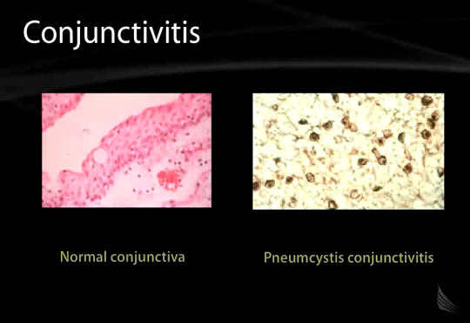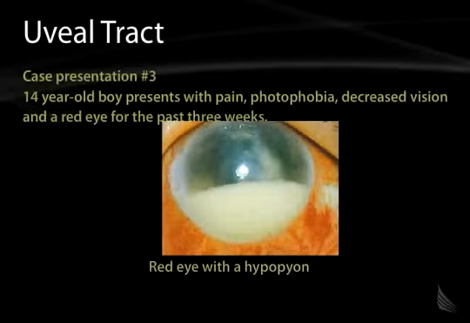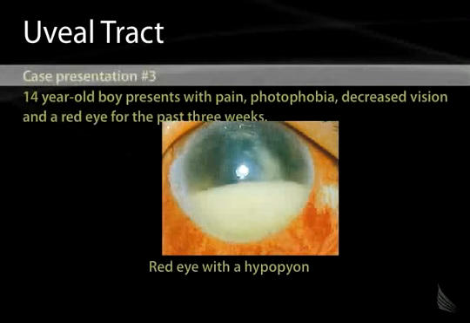In the conjunctivitis image, you have a lot of inflammatory cells. It's degraded the overall tissue architecture, and there's a lot of exudate and inflammatory cells. It looks like inflamed tissue no matter where you see it. Thirdly, let's talk about the uveal tract.